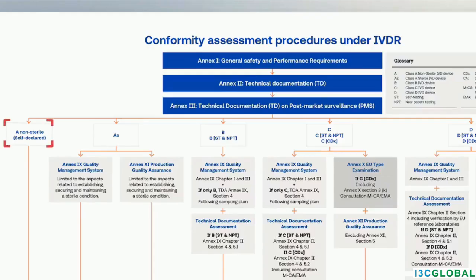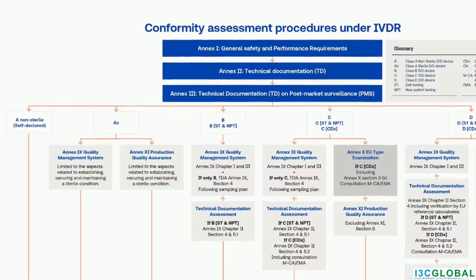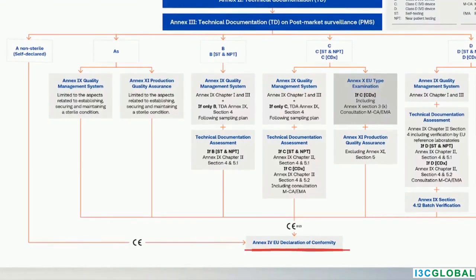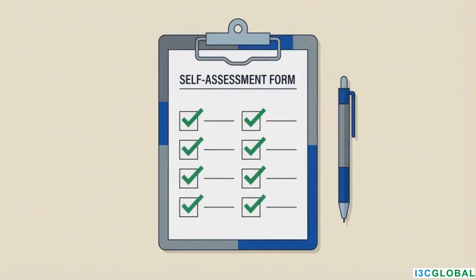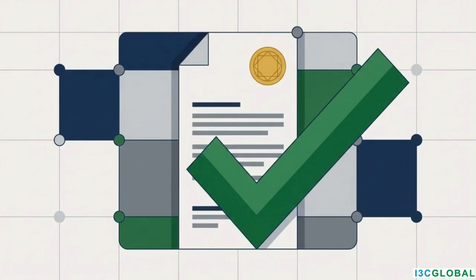The lowest risk category includes Class A non-sterile devices, such as basic laboratory equipment. Because these pose the least risk to patients, the path to compliance is direct. Manufacturers of these devices can assess their own products and self-declare conformity without the need for an external audit.